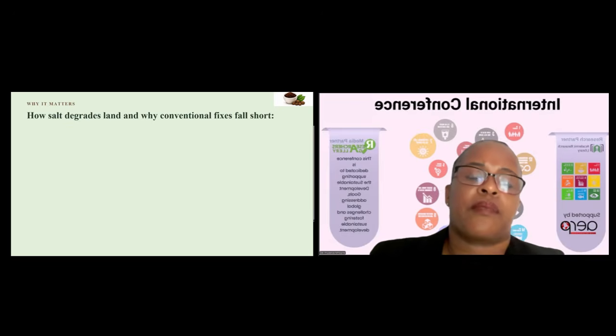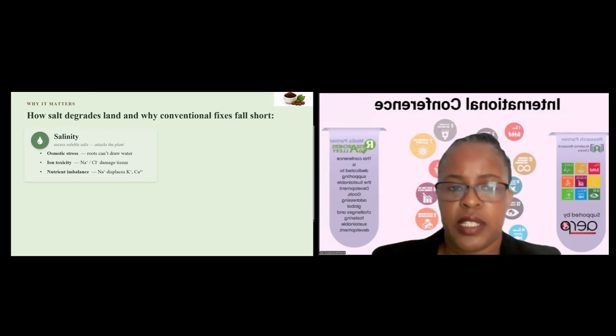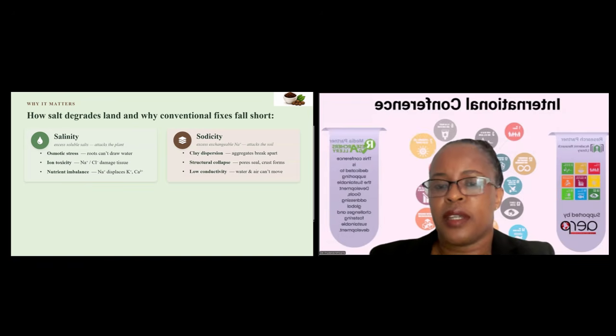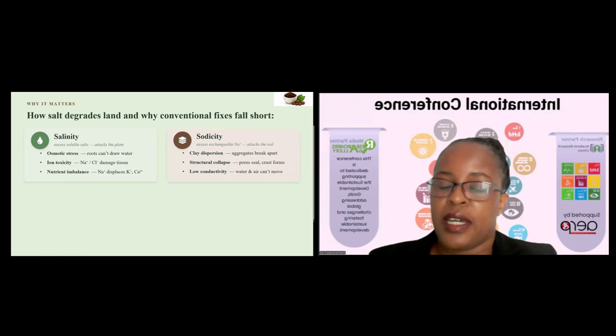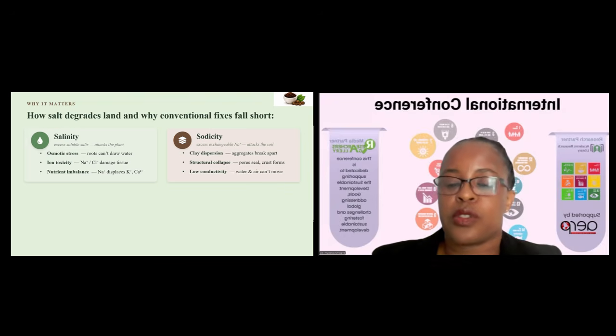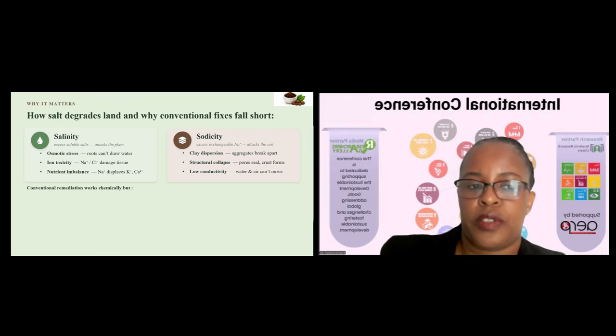So why does this matter? Salt affects land and its ability to produce food. Salinity causes osmotic stress, ion toxicity, and nutrient imbalance. And then sodicity, on the other hand, causes the clay aggregates to break apart, and then the soil structure collapses. Still, that affects its ability to produce food and any other soil uses that you need. And with the low conductivity because of the sodicity, water and air cannot move.